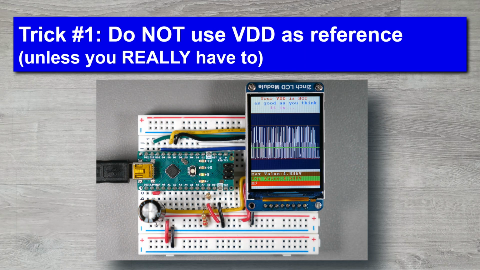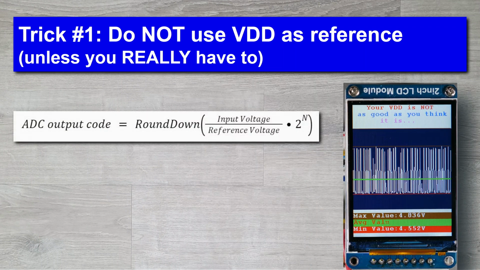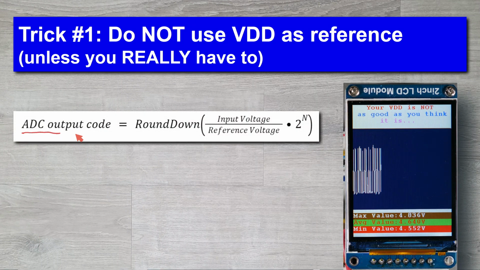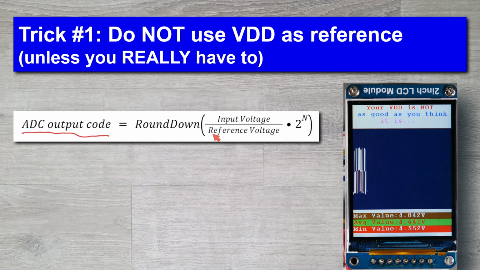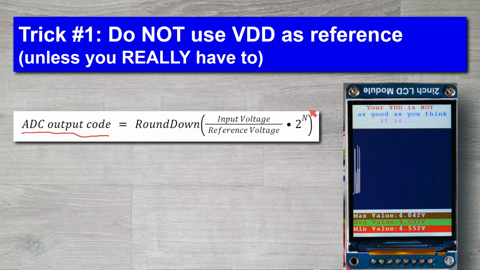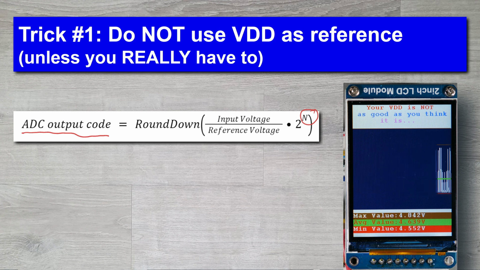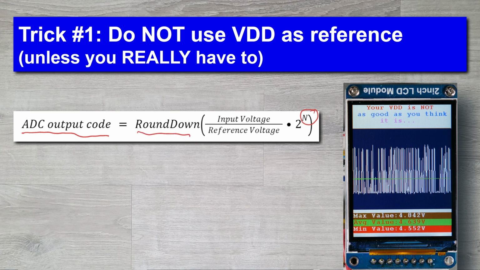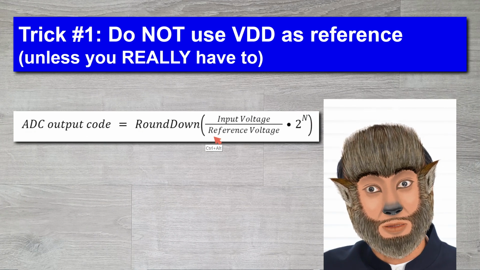To understand the implication of using a low-quality reference, such as the VDD, let's take a look at what exactly an ADC does. This is what an ADC actually does. The ADC output code equals the input voltage divided by the reference voltage times 2 to the power of n. This n here is actually just the number of bits of the ADC. And then this whole thing gets rounded down to the next integer. So that's what an ADC does. That is quite some math right there.